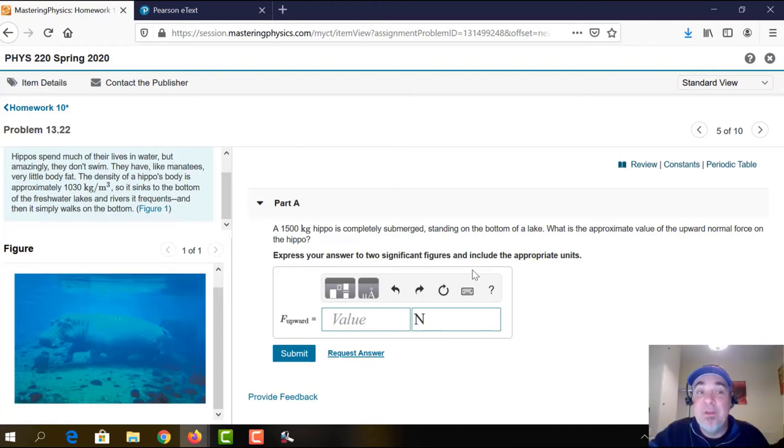Okay, so if the hippo were not in water, the normal force up would be equal to the weight that's down. The difference with this problem is now we have this additional force up, something called the buoyant force that we can play around with. So taking into account that we have the buoyant force, how much would the normal force have to be? So we'll need a free body diagram. All right, let's take a look at that.